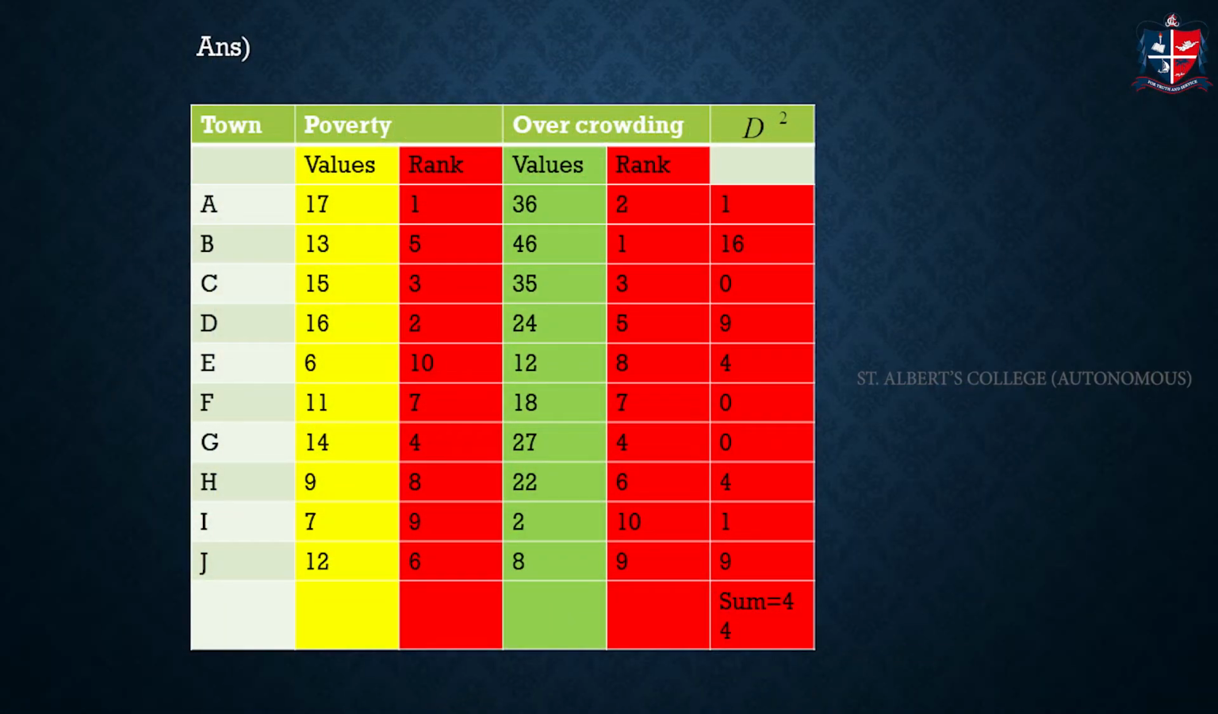So this is what we did as the calculation table. The values highlighted in yellow, that is whatever is given in our question, are the quantitative data.